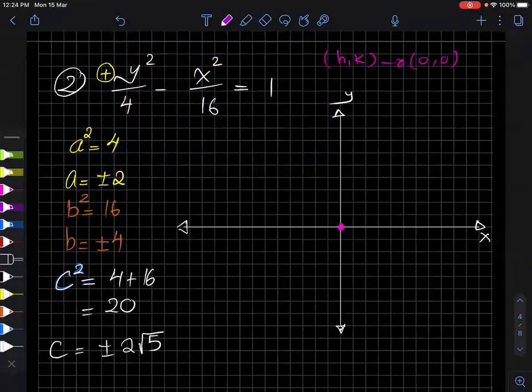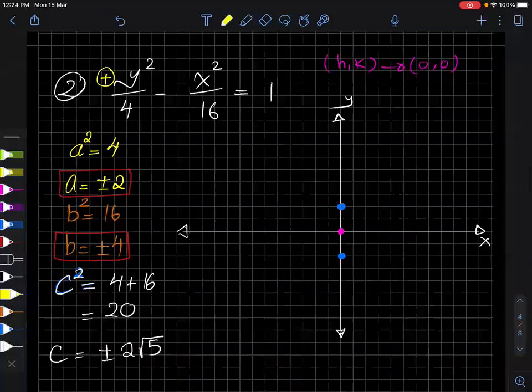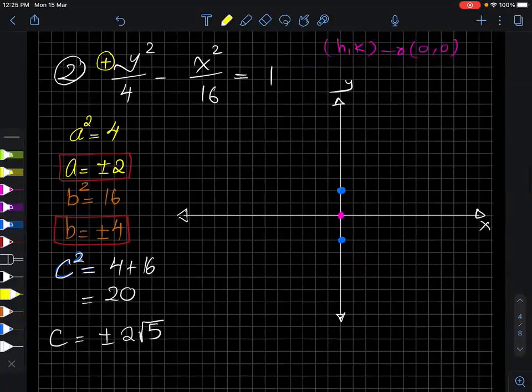Then from the center 0, 0, we can move four points up or down for the b, and two points for the a. The a is positive 2, and the b is plus minus 4. So we will start first: for the vertices, the a is up and down 2 units. So let's move 2 units up and 2 units down. And then 4 units right, 1, 2, 3, 4, and 4 units left, 1, 2, 3, 4, like this.